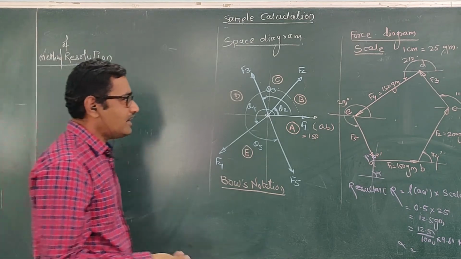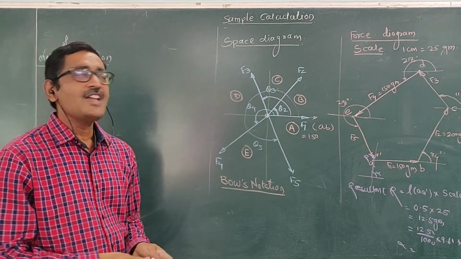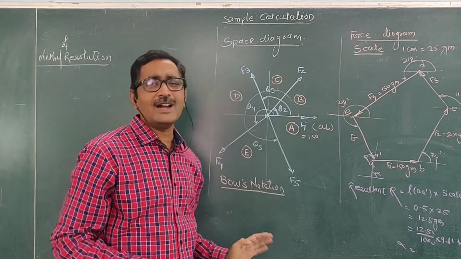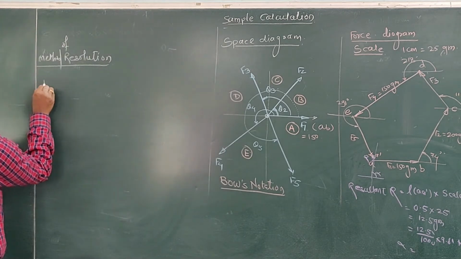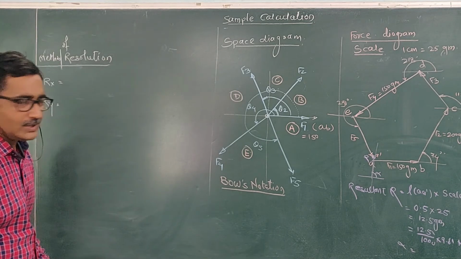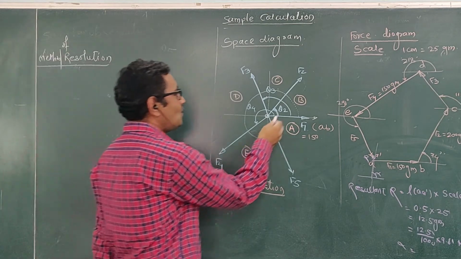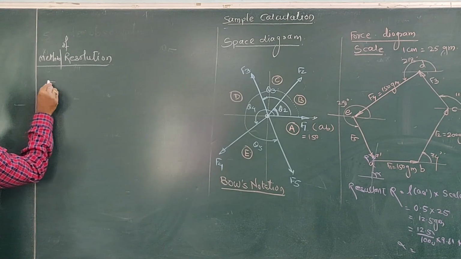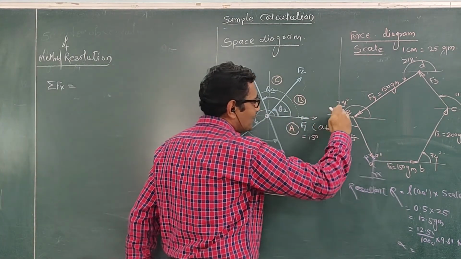In which what we are going to do? We are going to resolve each force into two rectangular components, and we are taking the summation of all x components by using the proper sign convention, and the summation of all y components by using the sign convention. Then we are going to calculate the x component and y component of the resultant. For this also you can refer to the first video. So each force you have to resolve into two rectangular components along the x and y axis, and you have to find the summation of Fx.